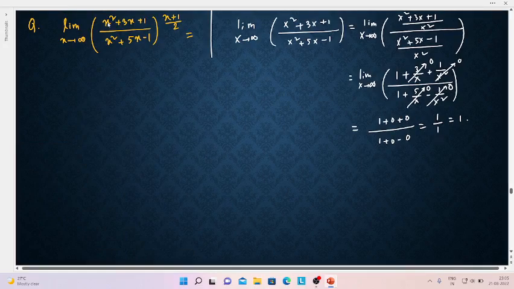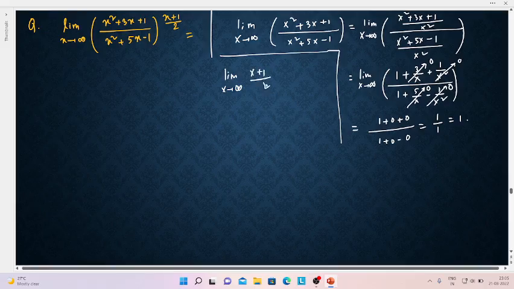So the limit of (x² + 3x + 1)/(x² + 5x - 1) when x tends to infinity is nothing but 1, right? So what about the limit as x tends to infinity of x + 1/2, I mean the power part? It is nothing but infinity over 2, which is nothing but infinity. So it is of the form 1 to the power infinity.